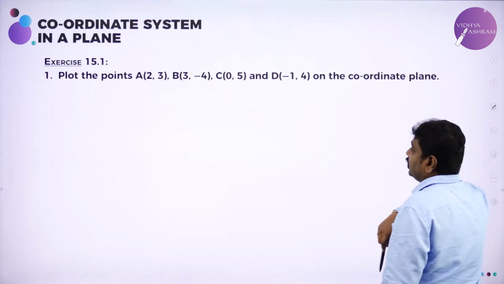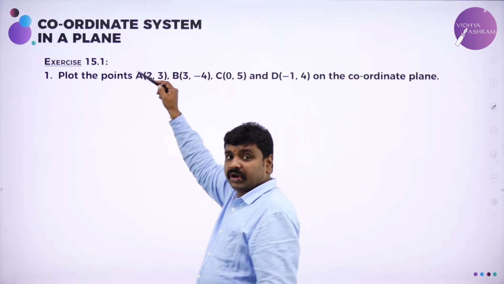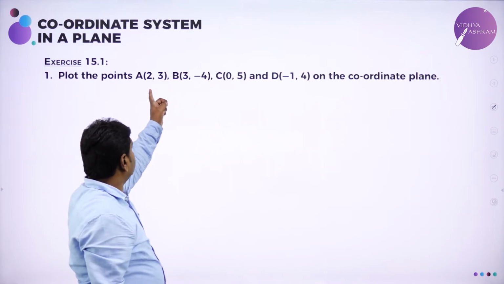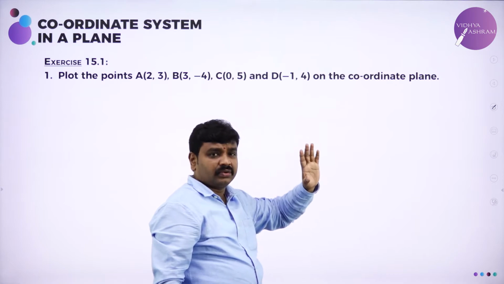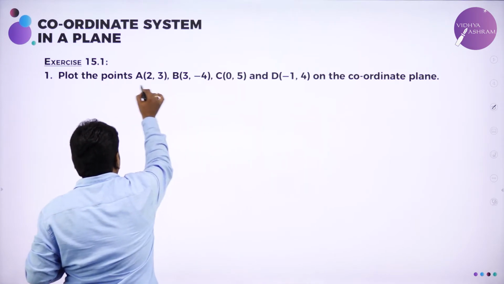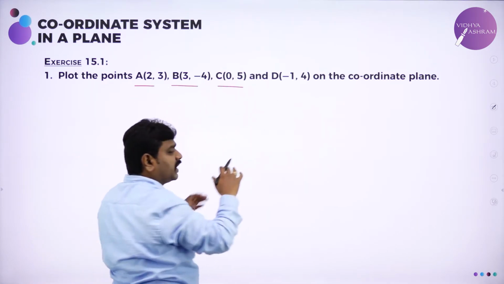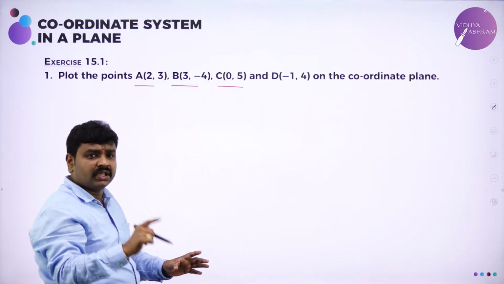All the types of problems we'll discuss in exercise 15.1. First, they're asking you to plot 2 comma 3, 3 comma minus 4, different points they give. So this is the first question, second question, third question. I compiled it, I made it one single question. They wanted to plot.